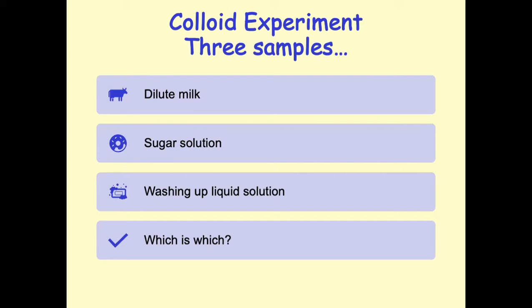So in this experiment, there are 3 solutions, or 3 systems, that I'm going to make: a dilute milk solution, a sugar solution, and a washing up liquid solution. And all I want you to do is to be able to define which is which.